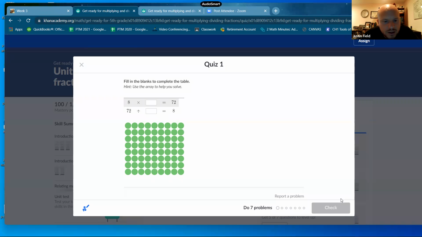Fill in the blanks to complete the table. Hint, use the array to help you solve. All right, I trust you've done arrays in elementary school. So we want to know how many columns and rows we have. 1, 2, 3, 4, 5, 6, 7, 8. And 1, 2, 3, 4, 5, 6, 7, 8, 9.